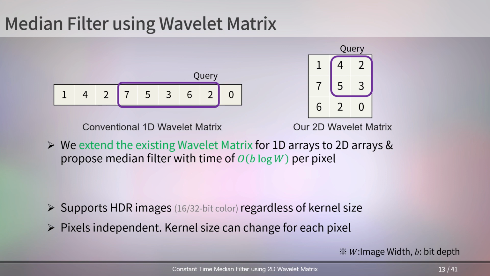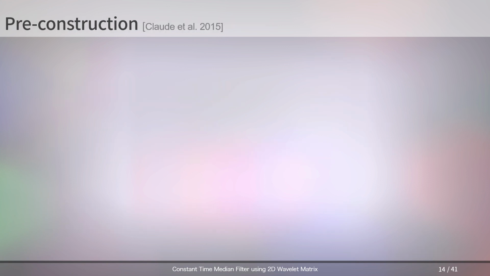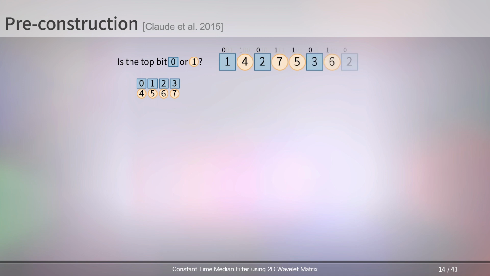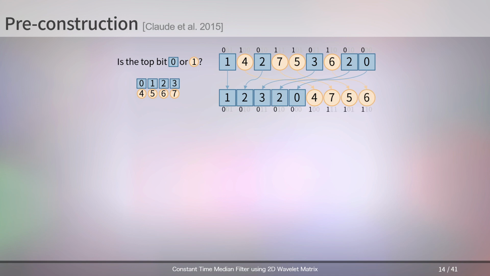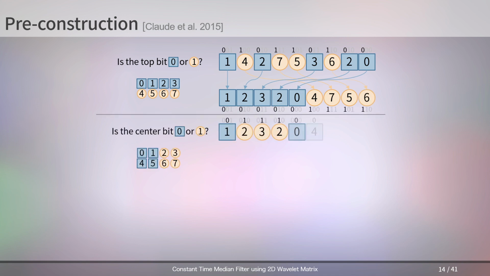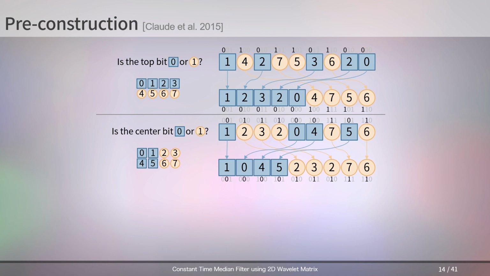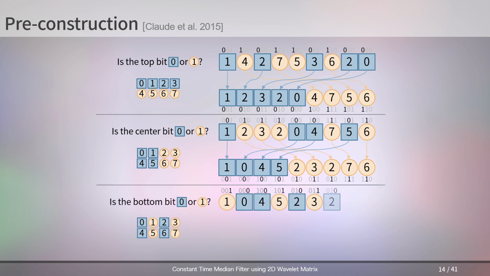Next, we will explain how to construct a wavelet matrix. We will use an example of 3-bit values from 0 to 7. First, look at the top bit and group it into two categories. In this example, the top bit of 0 is colored blue and the top bit of 1 is colored orange. Sort these into blue and orange groups, keeping the order. Next, look at the middle bit, group it into blue and orange, and sort it in the same way. Finally, the bottom bit, which is even or odd, is grouped into blue and orange and sorted.